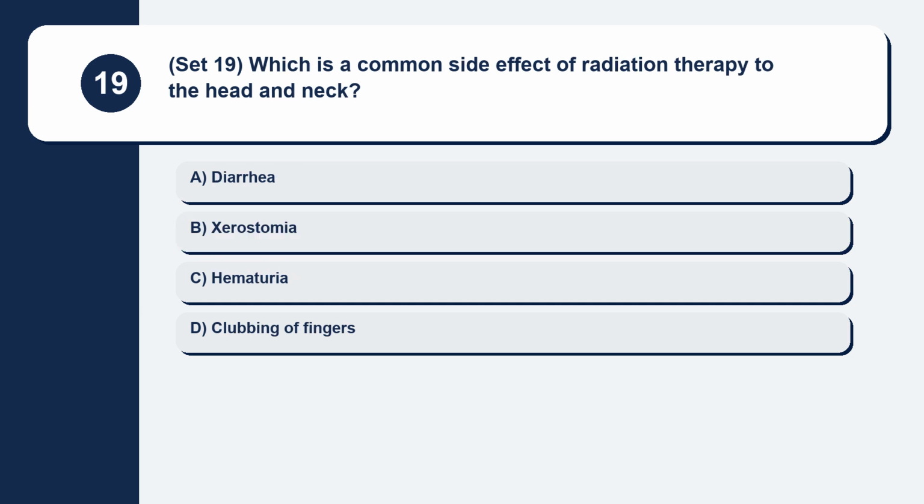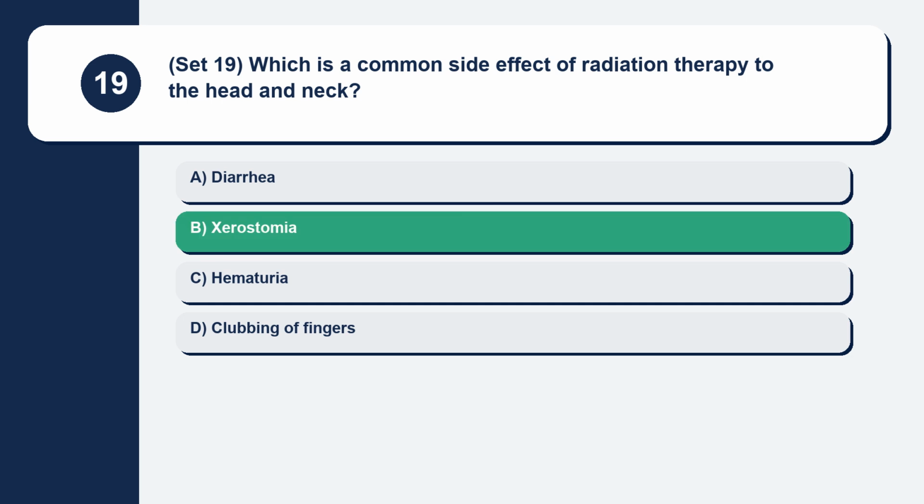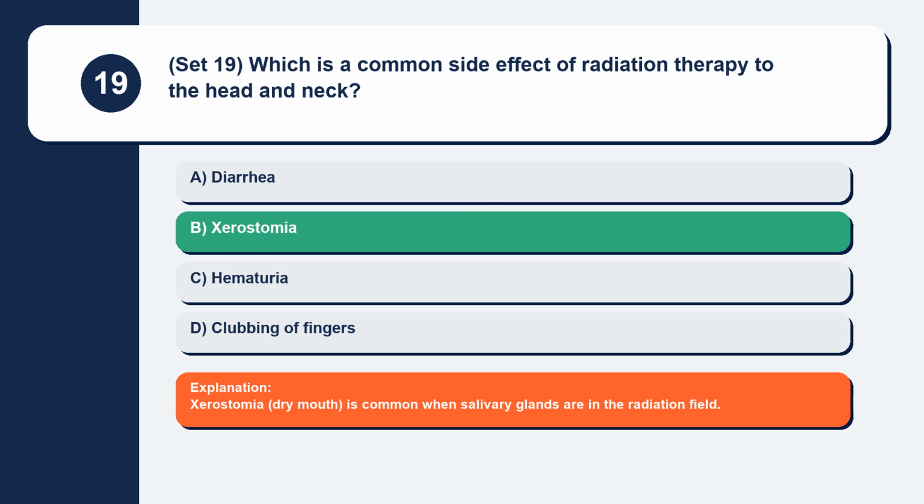Question 19, Set 19. Which is a common side effect of radiation therapy to the head and neck? Diarrhea, xerostomia, hematuria, clubbing of fingers. Xerostomia, dry mouth, is common when salivary glands are in the radiation field.